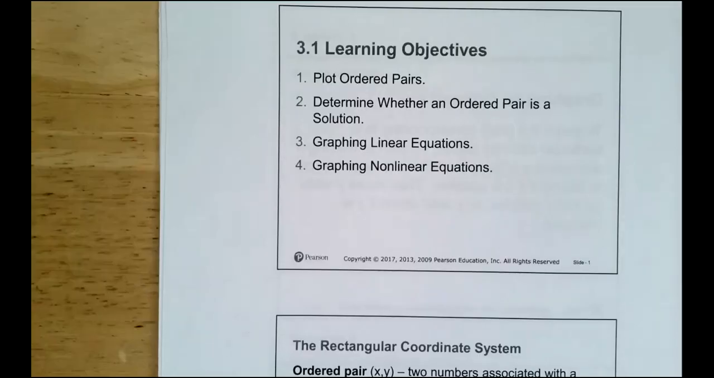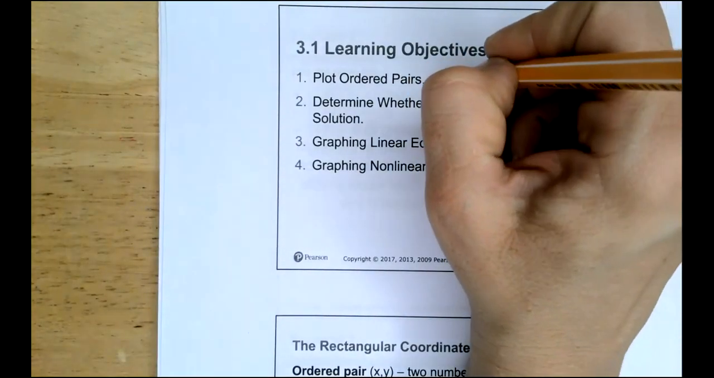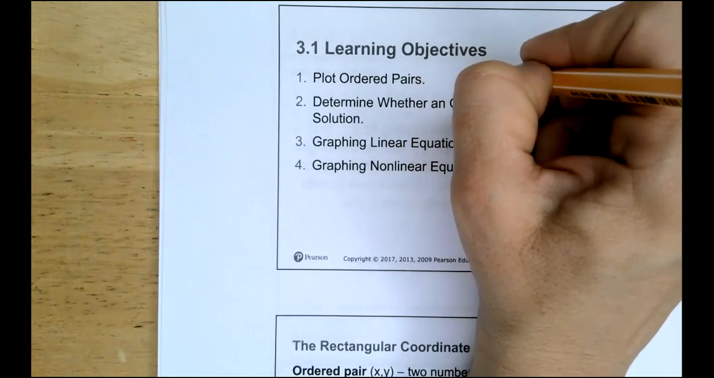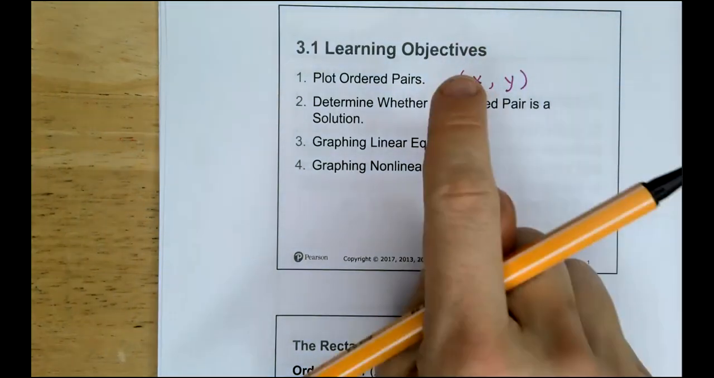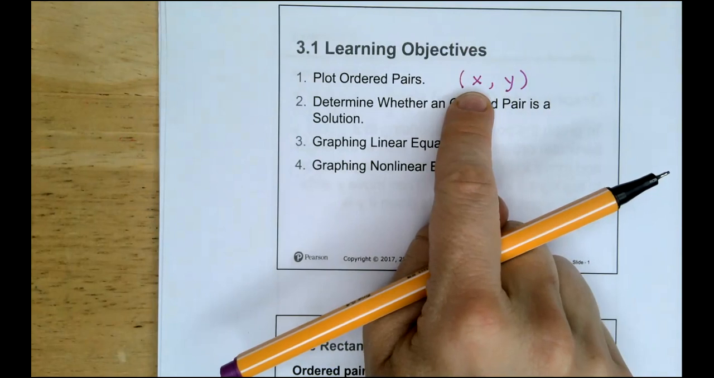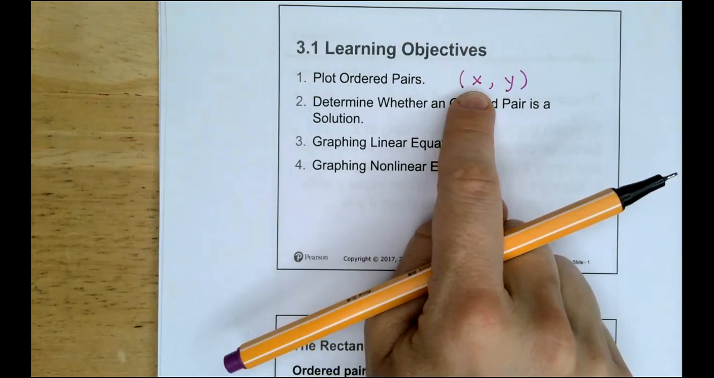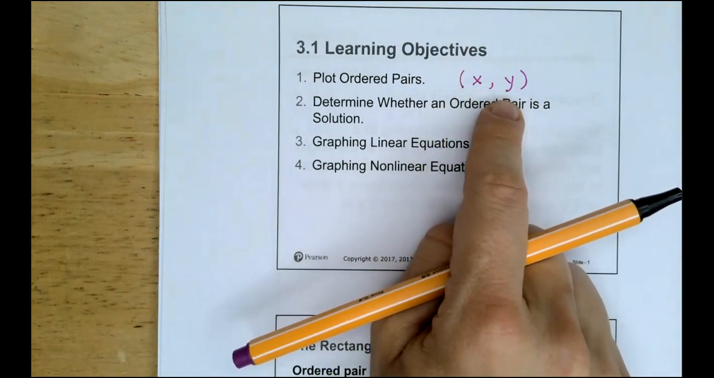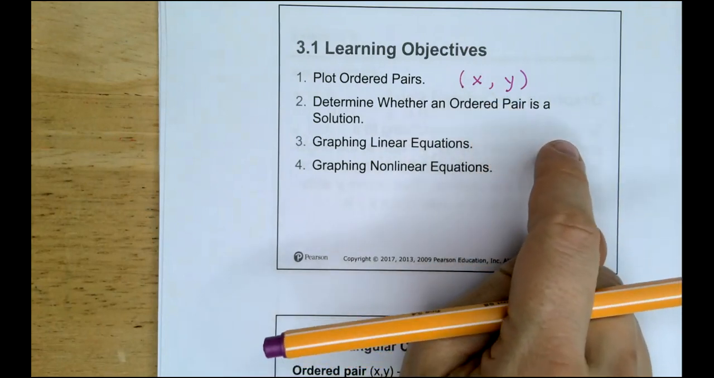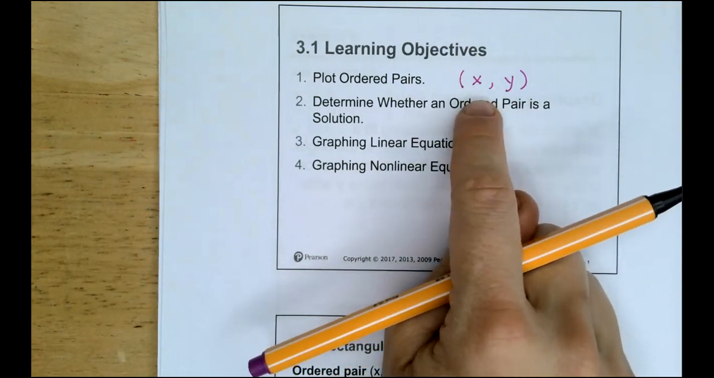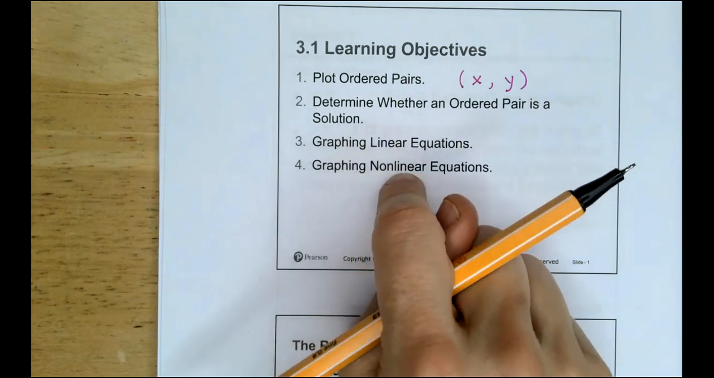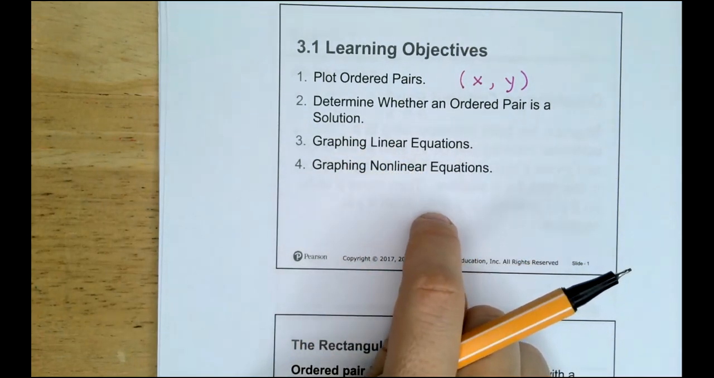So for 3.1, we're going to plot pairs and determine whether an ordered pair, by ordered pair we just mean open parentheses, a number, a comma, another number, and then the close parentheses. The first number is related to the x-axis of a graph, and the second number is related to the y-axis of a graph. We will decide whether a given ordered pair is a solution to a given equation. We're going to graph linear equations.